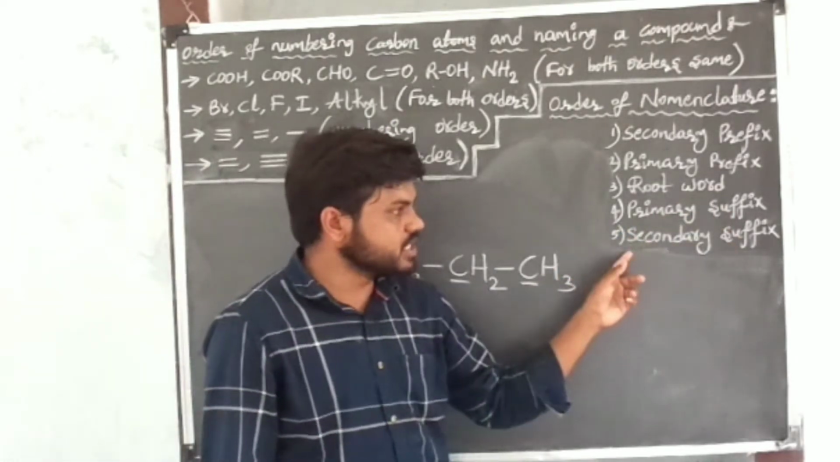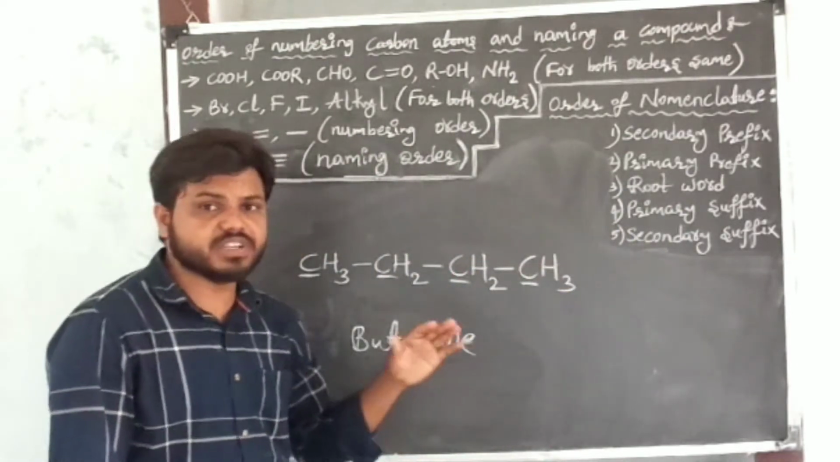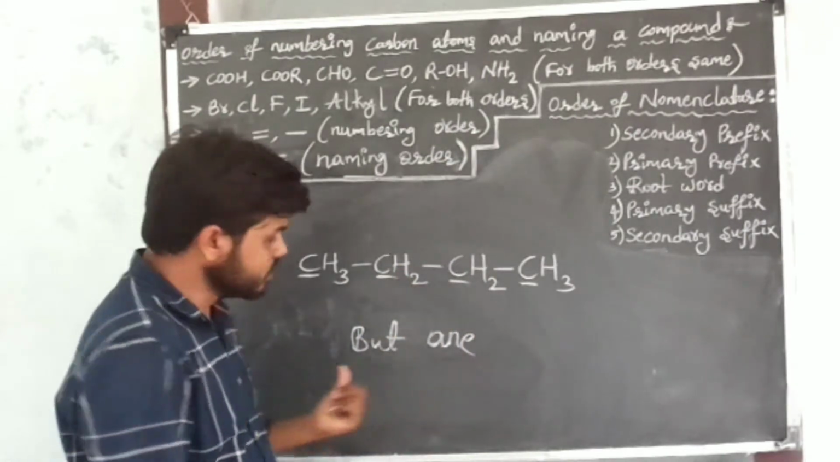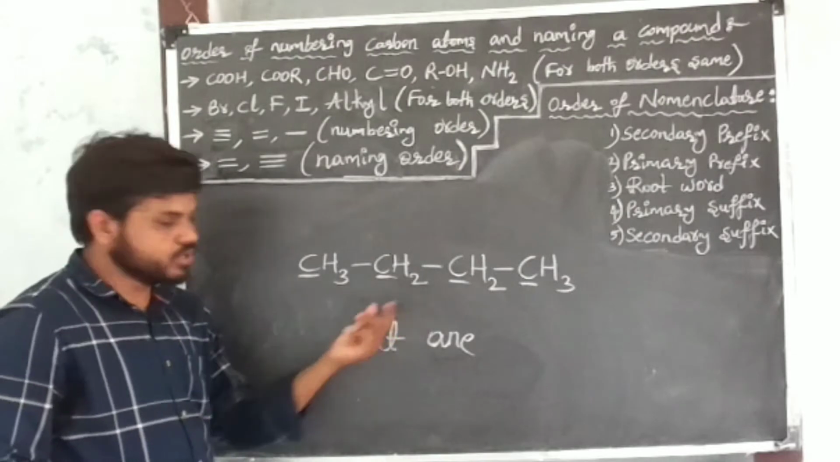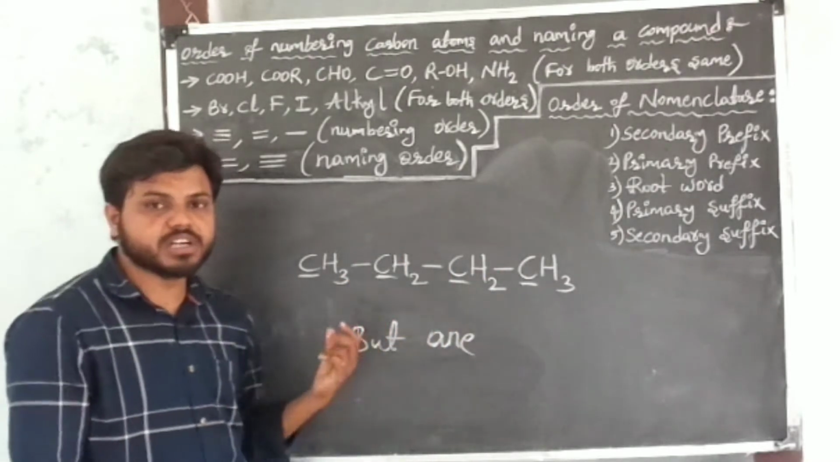After writing the primary suffix, go to the secondary suffix. Secondary suffixes are functional groups. Those functional groups are not present in the given carbon compound. So this is our required IUPAC name of the given carbon compound, that is butane. Butane is the IUPAC name of the given carbon compound.